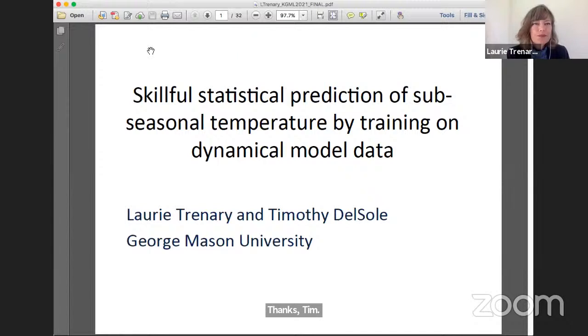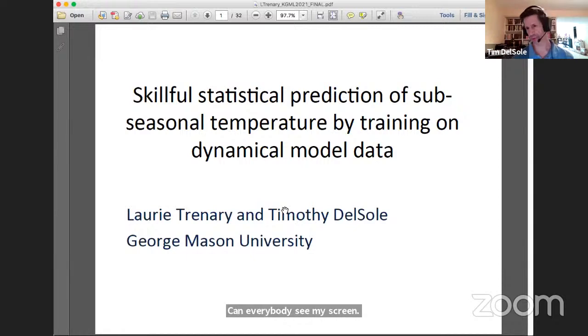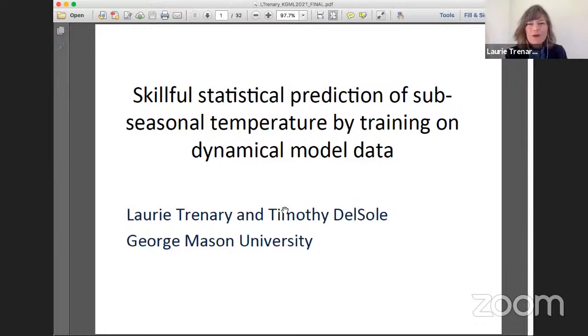Can everybody see my screen? We can, but it's not in full screen mode, so it doesn't matter if you're in full screen or not. Oh, okay. Well, it looks full screen to me.